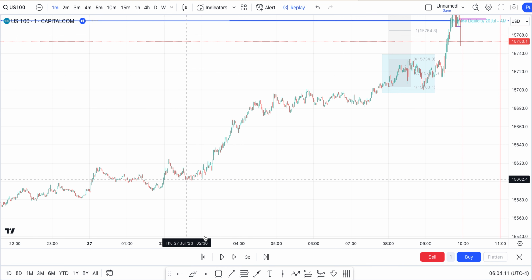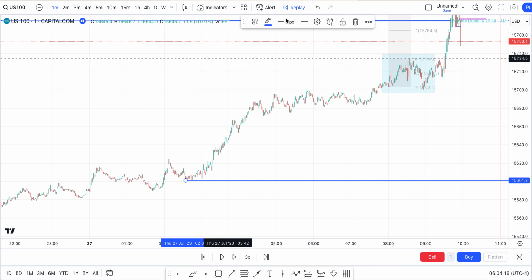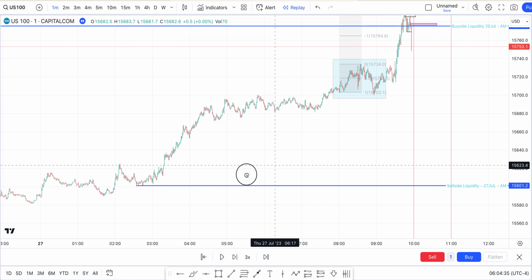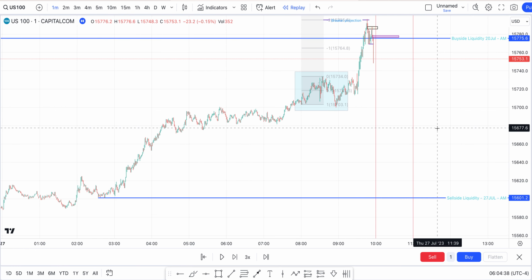So the swing point here, this would be my sell side liquidity, and I usually mark up the date as well, so it's just easier for me to go by. 27th July, and it's AM liquidity. If you're wondering how I got this sell side liquidity, buy side liquidity, go and check the ICT video, one trade setup for life. It will be in the description as well.